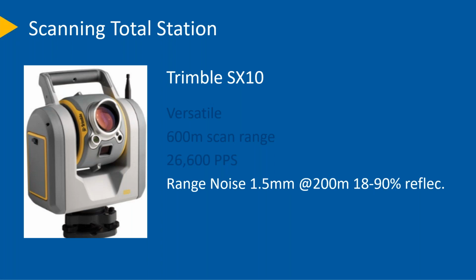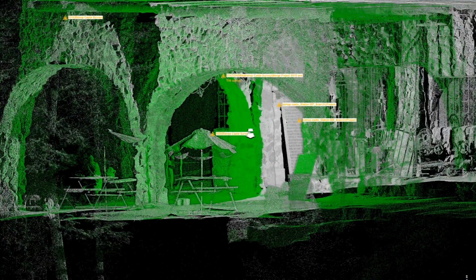So getting great range noise at a really good distance. Now here's an example of two scans. The green is from the scanning total station, the SX10, and the gray, black and white color is the TX8. So you can see these are both scanned at similar distances. I will say that the TX8 captured the data faster, but with the SX10, you don't have to scan a full 360. You can just pick the areas in particular that you want.